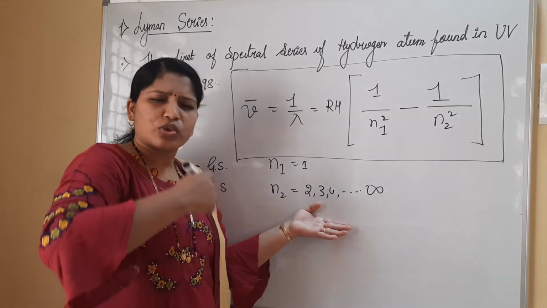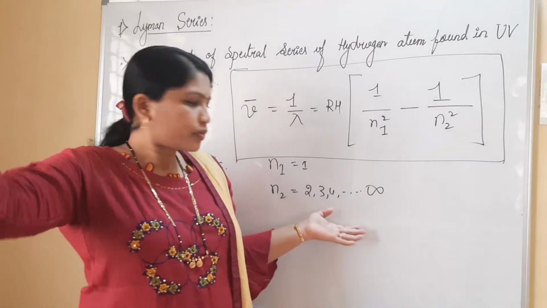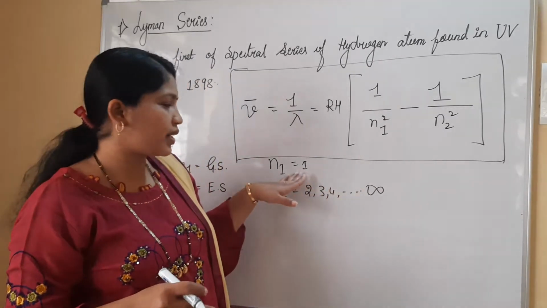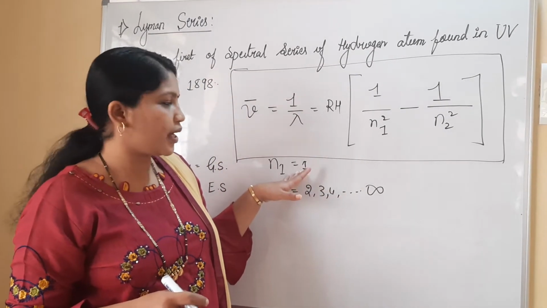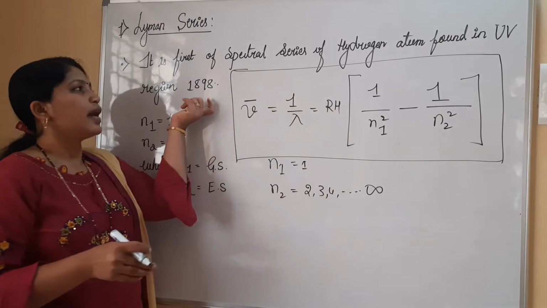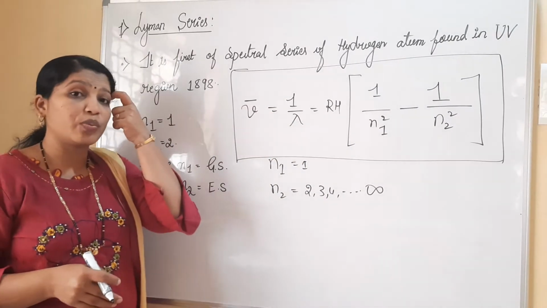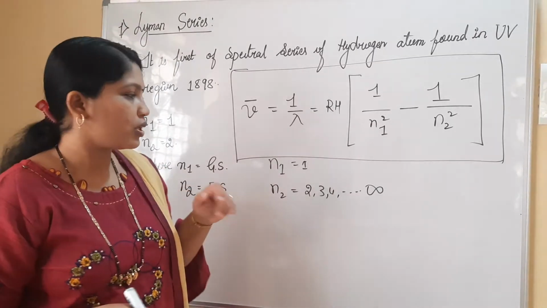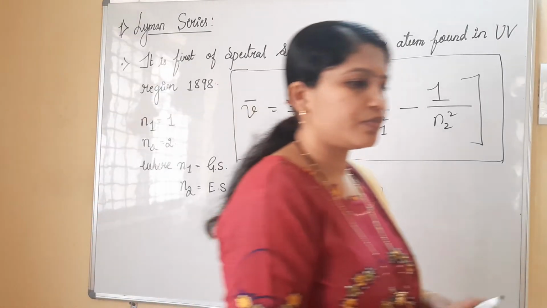They will move to so many states, up to infinity they go, but they have to come back to the ground state, which is n1 value 1. This was given by Lyman in the year 1898, which is considered to be the first spectral series. Copy this, we'll move to the next.